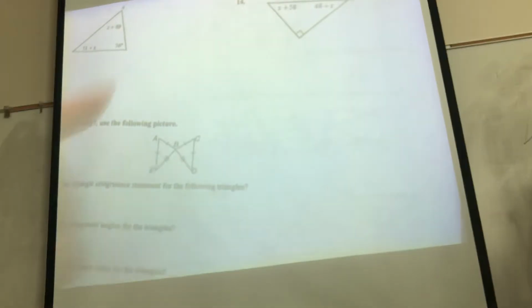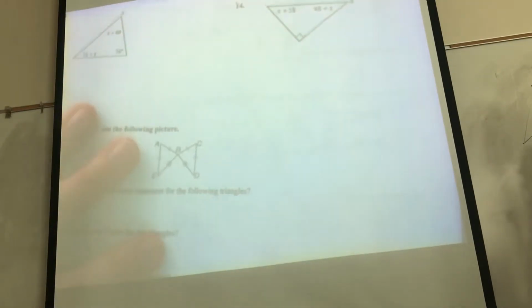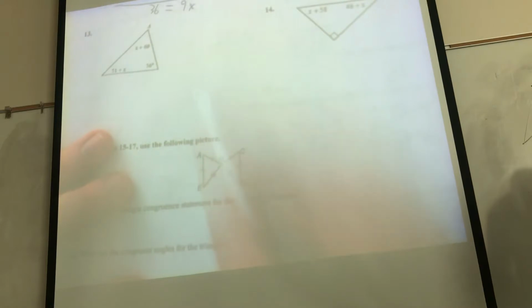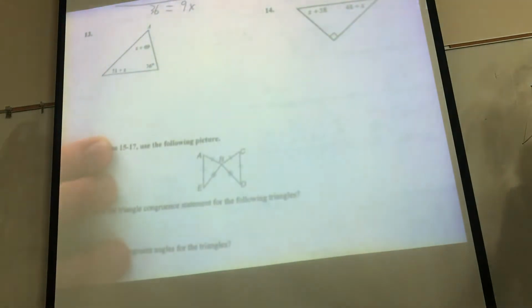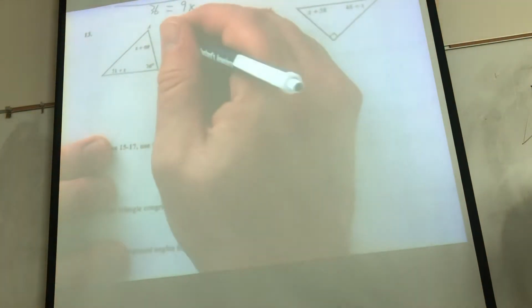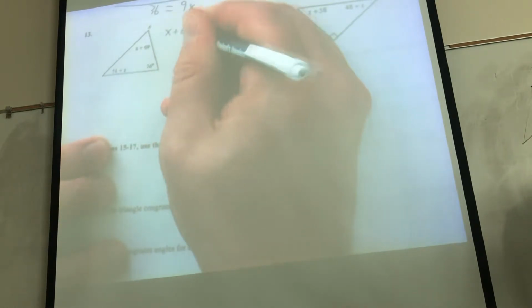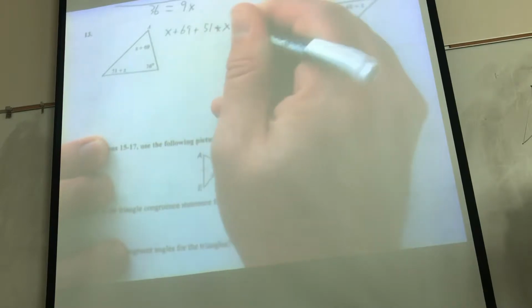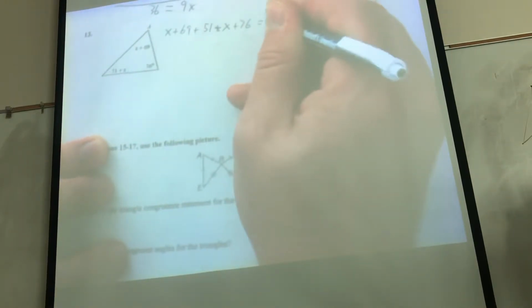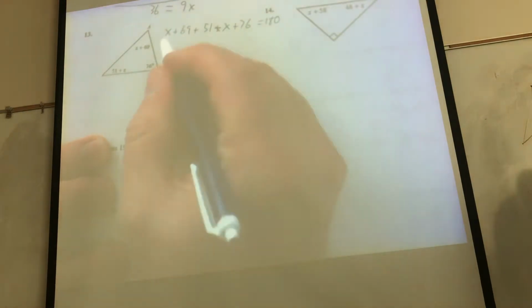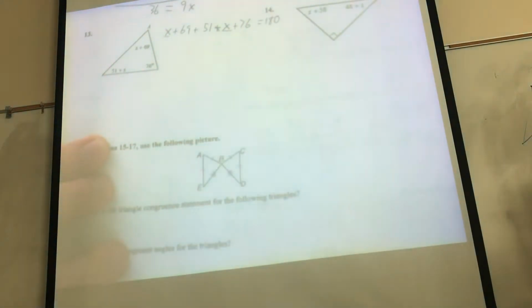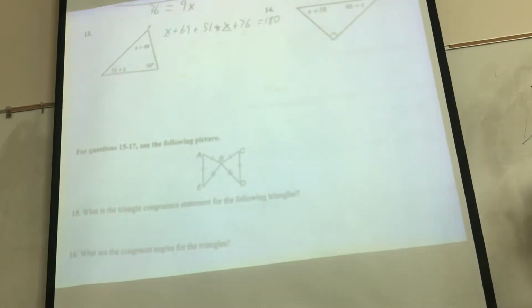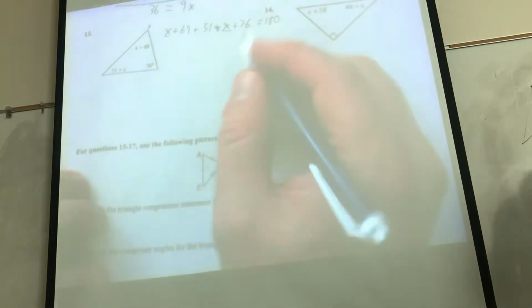On number 13, we just know that all three of these angles together, since it's inside of the triangle, are going to add together to make 180. So this is x plus 69 plus 51 plus x plus 76 equals 180. So I've got x and x. Those are like terms. They're not on opposite sides of the equal sign, so I'm not going to try to subtract one from the other. I just put them together. They're on the same side.